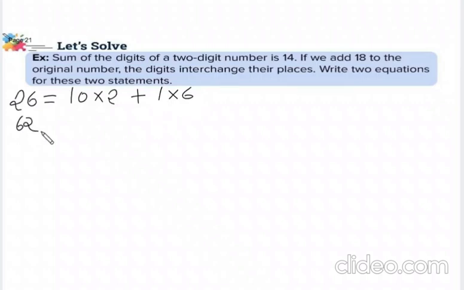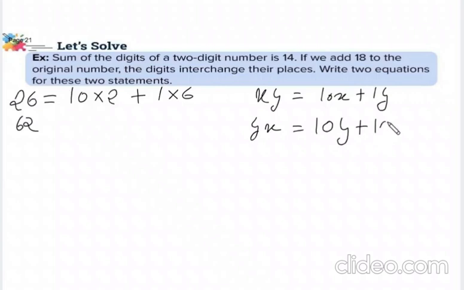So the value of xy, the two-digit number, is 10x plus 1y. Now if I want to interchange it, to flip the digits, it will be 10y plus 1x. Is it applicable here? Here this is x, this is y. So 10y means 10 into 6 plus 1 into 2, that is 60 plus 2, 62, isn't it?